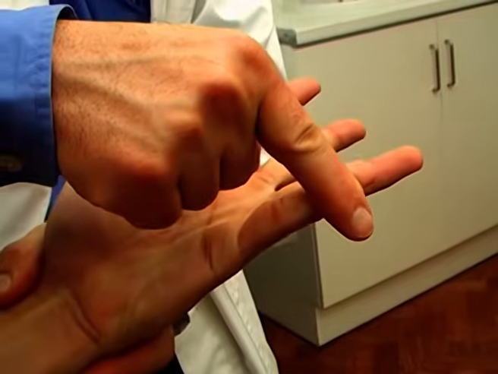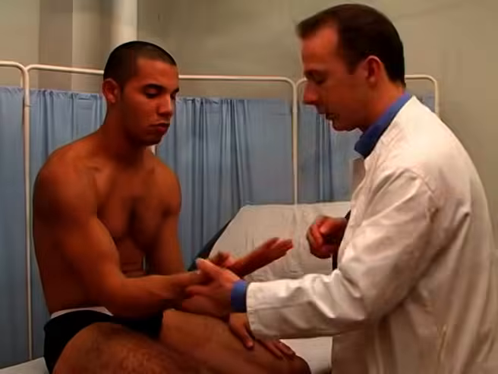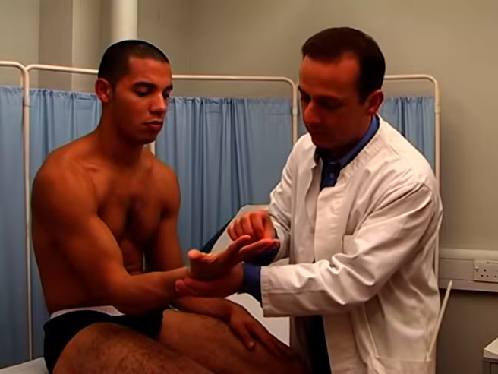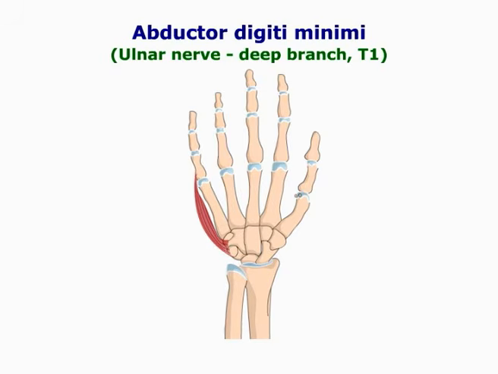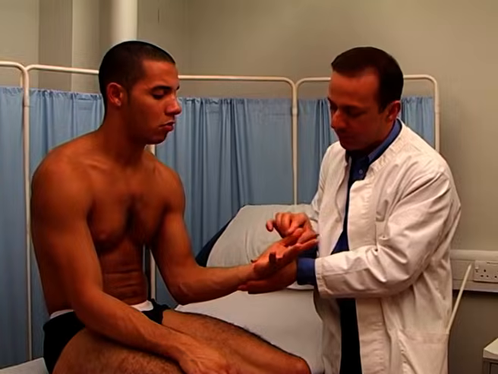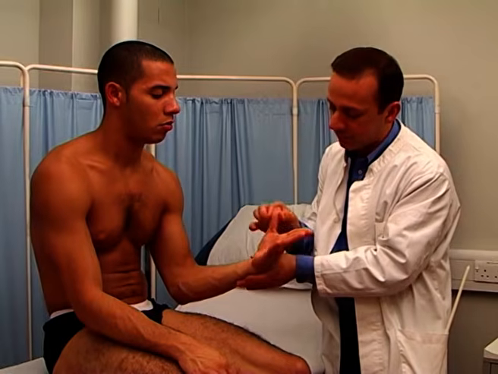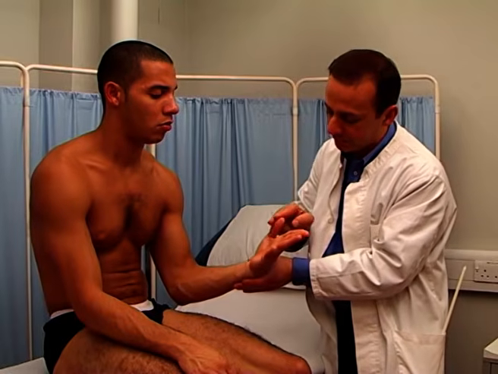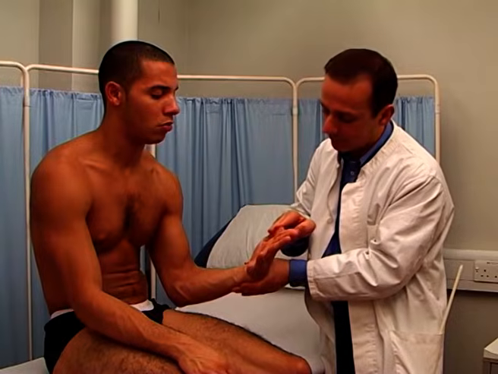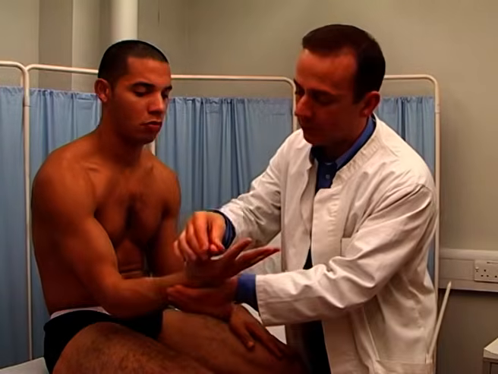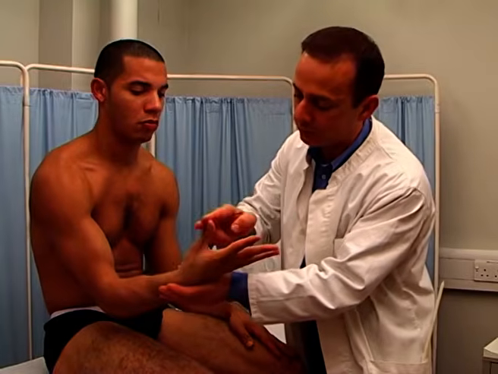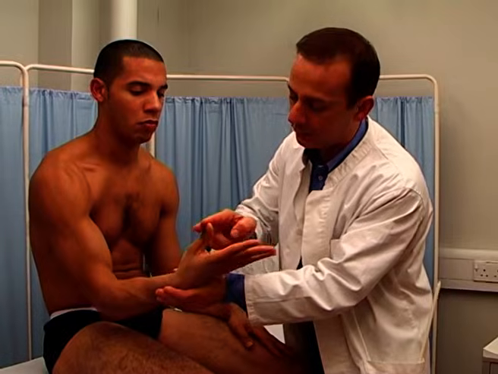Abduction of the little finger. Abductor digiti minimi, also the ulnar nerve, from T1. Abduction of the thumb. Abductor pollicis brevis, the median nerve, from C8 and T1. Now this one. And with your thumb now, push it upwards like so. That's fine.